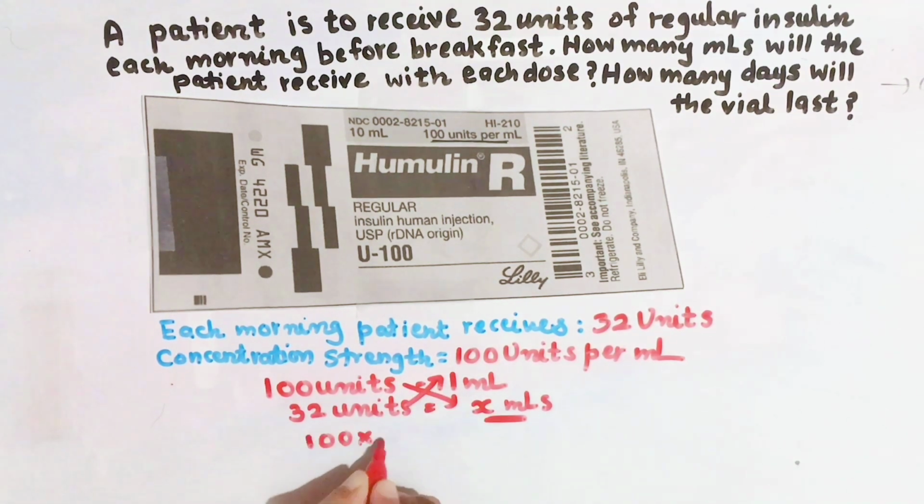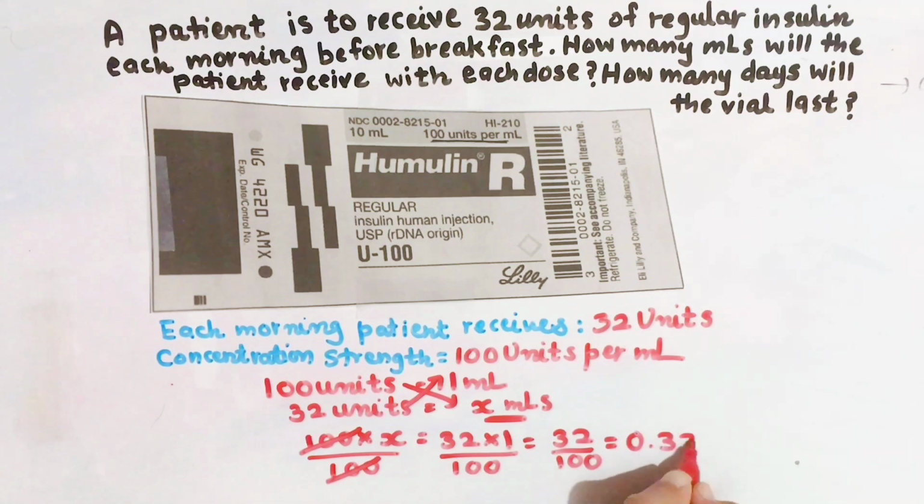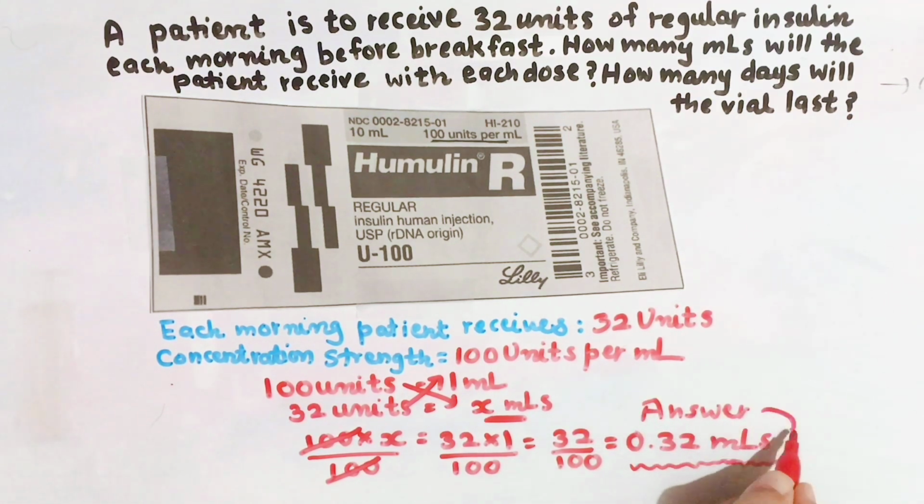100 times x is equal to 32 times 1. In order to isolate x, we need to divide both sides by 100. That leaves us with x equal to 32 divided by 100, which is equal to 0.32 mL. Which is the answer. The patient would receive 32 units, or 0.32 mL, in each dose.